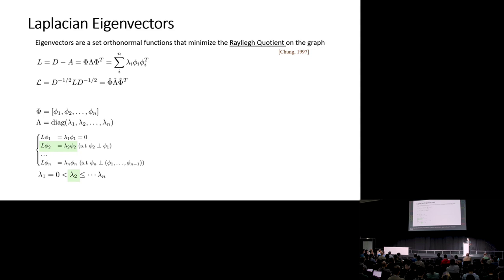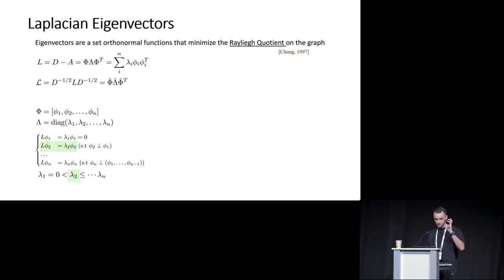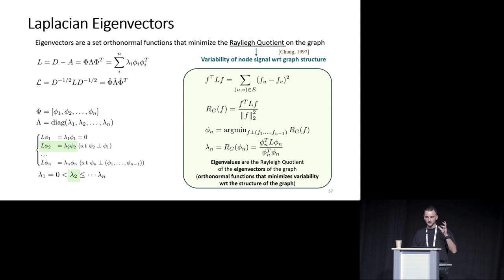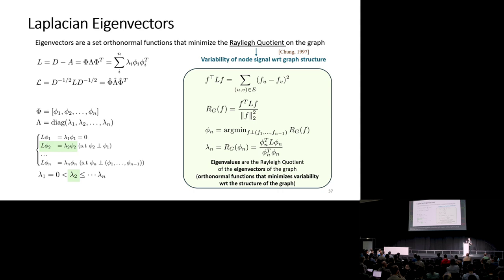The most important thing for graphs is thinking of the eigenvectors as a set of orthonormal functions that minimize the variability of the node signal with respect to the graph structure. What do I mean by that? If we define a signal over the nodes in the graph, let's say one scalar number for each node, the variability is the first function, in the green box, which measures the difference of this signal between the neighbors in the graph.